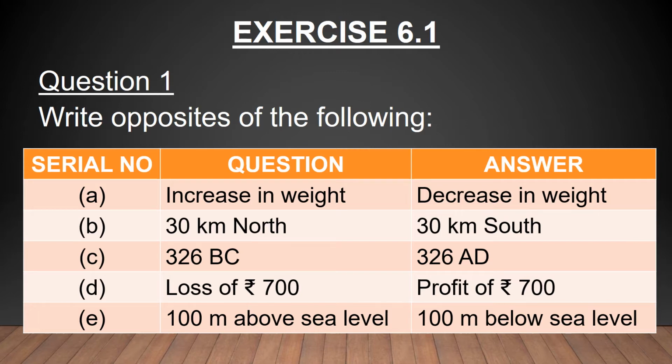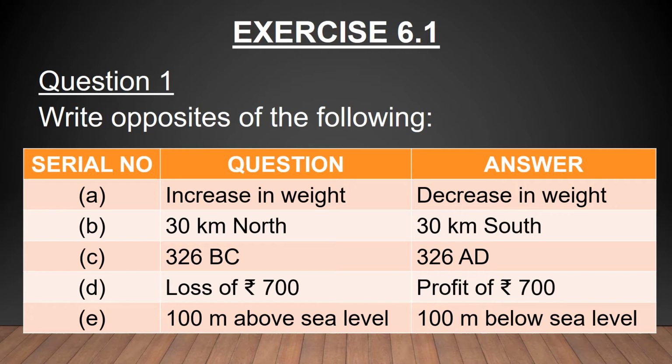Third part is 326 BC, before Christ. Opposite of BC is AD, Anno Domini, in the year of the Lord. So 326 BC opposite is 326 AD. Next part is loss of rupees 700. Opposite of loss is profit. So the answer is profit of rupees 700.